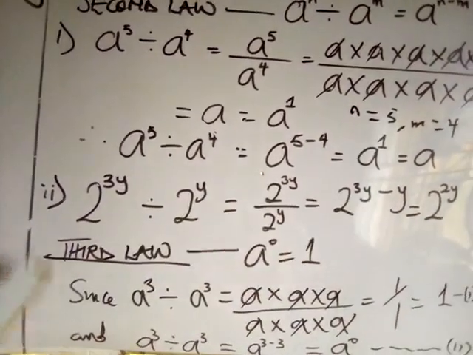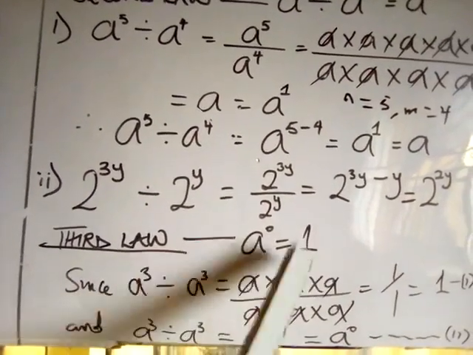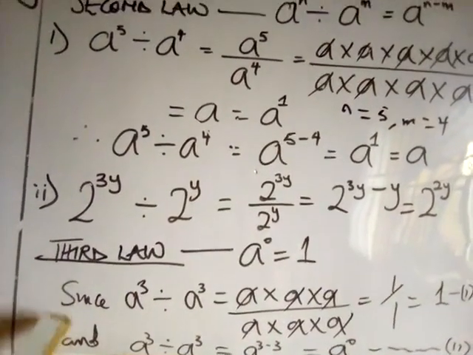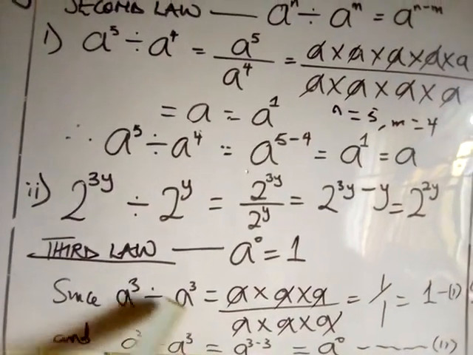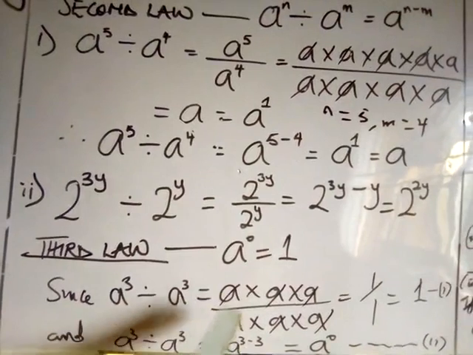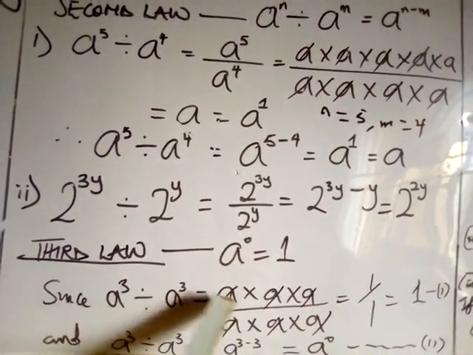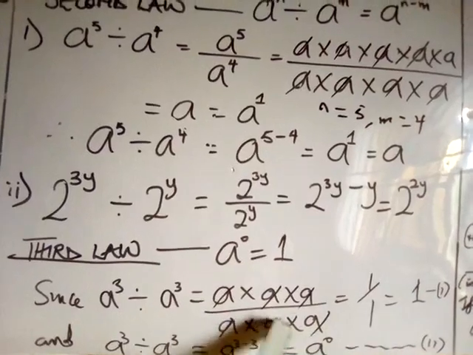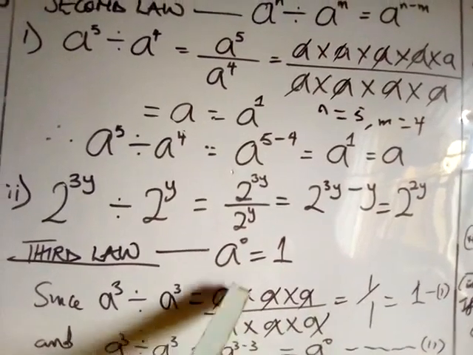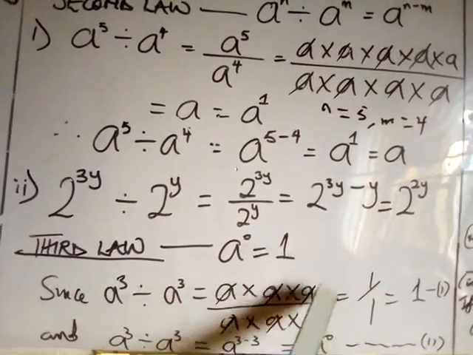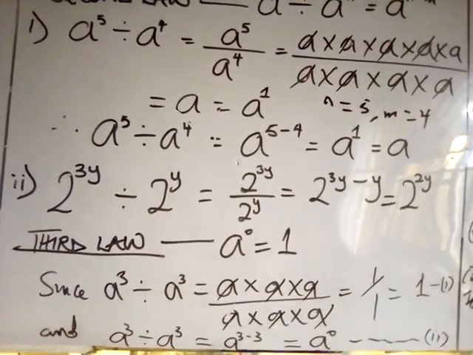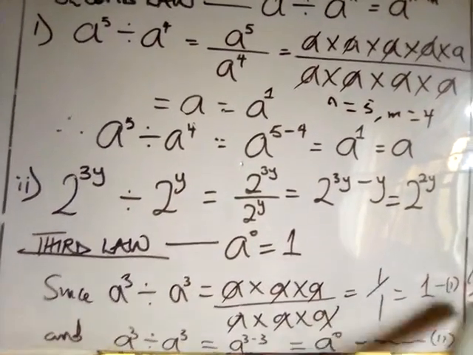So the third law, we see that a naught is equal to 1. A raised to power 0 is equal to 1. So a raised to power 3 divided by a raised to power 3 is equal to what? Here, a raised to power 3 divided by a raised to power 3, each a cancels with an a, each cancels, each cancels. So that means 1 divided by 1 is equal to 1. Let's say this is equation 1.